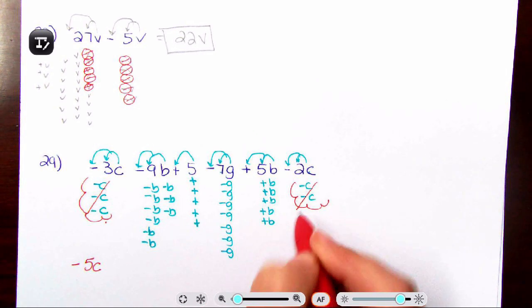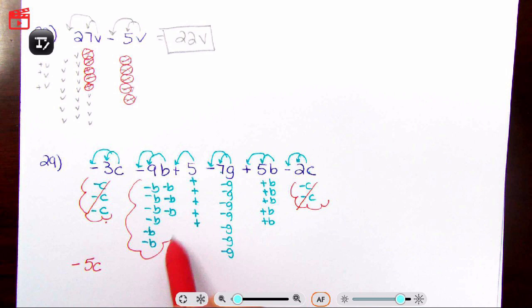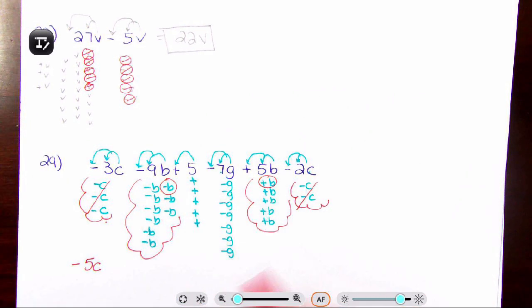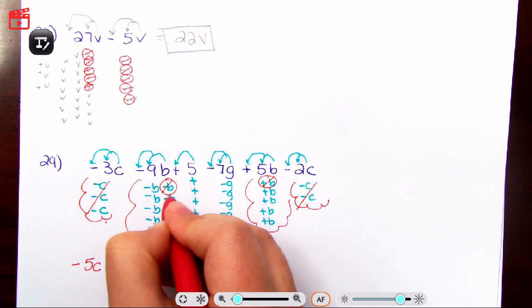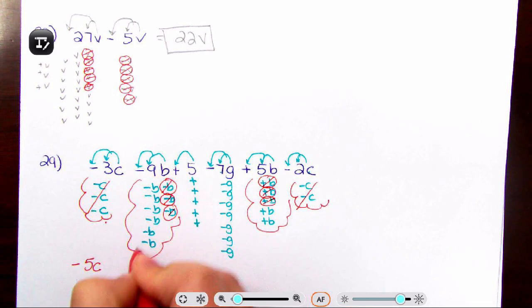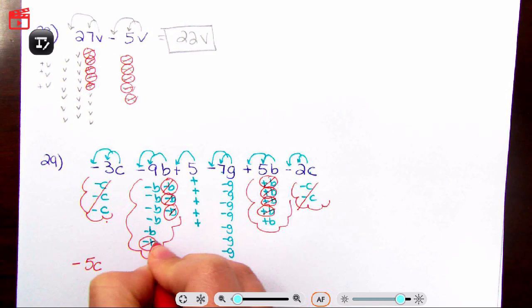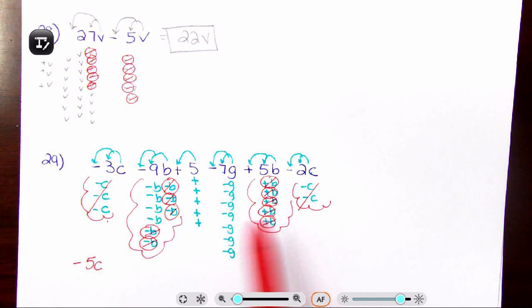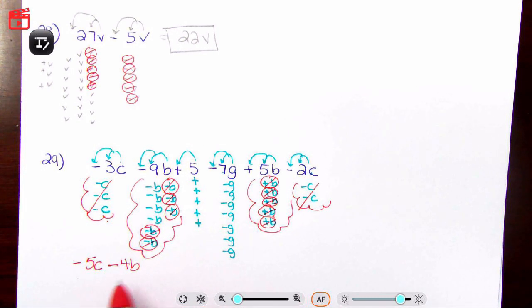These are done. Next, I have B's. Here are my B's, and here are my B's. Now, this is a minus B, and this is a plus B. So 1 minus and 1 plus makes a 0 pair that equals 0. So that means we can cross them out. They go away. Now we keep doing 0 pairs until we run out of pluses or we run out of minuses. So we ran out of pluses. So what do I have left over? 1, 2, 3, 4 B's that are minus.